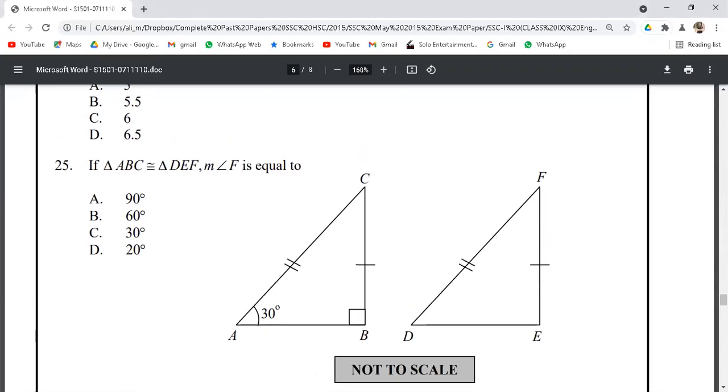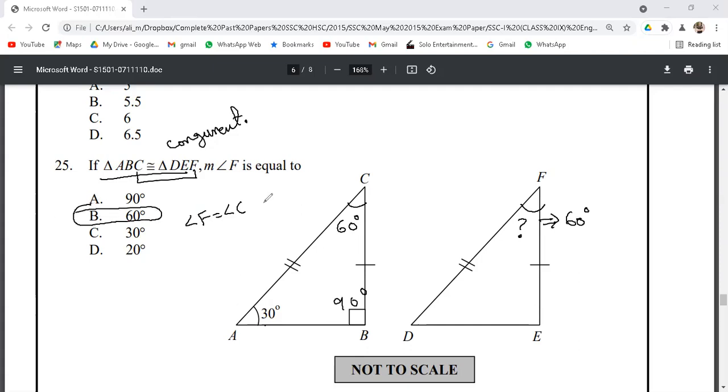Next, we have question number 25, and in this question, we have two triangles that are congruent, and we have to find the value of angle F. From this congruency statement, we know that angle F is equal to angle C, so these angles are equal. So from this first triangle, we know that this is angle 90 degree and this is 30, so remaining this will be equal to 60 degree, and according to the congruency statement the angle F will also be equal to 60 degree. Correct option is option D, 60 degrees.